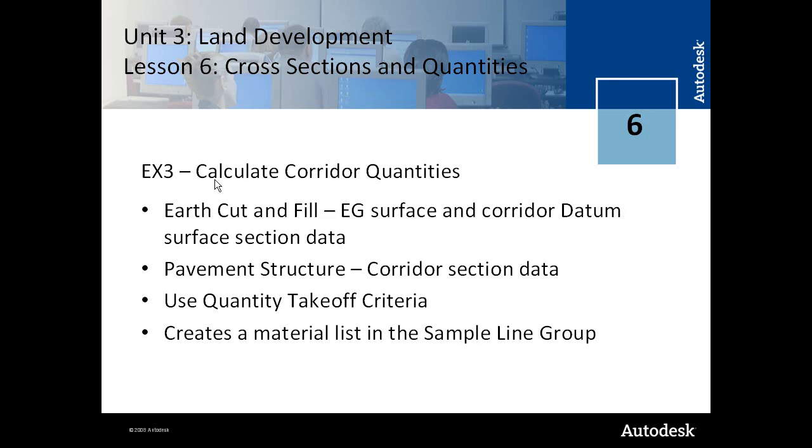In exercise 3, you learn how to calculate the quantities, and you use an earth cut and fill. It compares the existing ground surface and the corridor datum surface. The pavement structure comes from the corridor section data, and you use a quantity takeoff criteria, and this will create a material list in the sample line group.